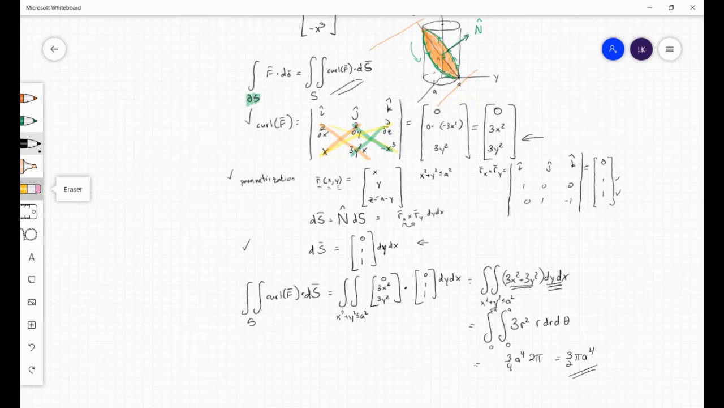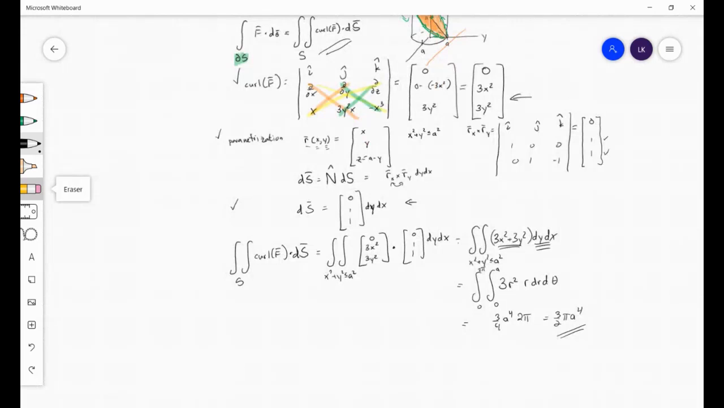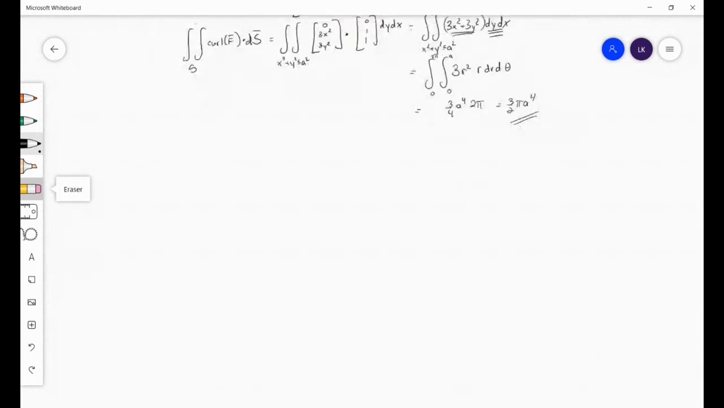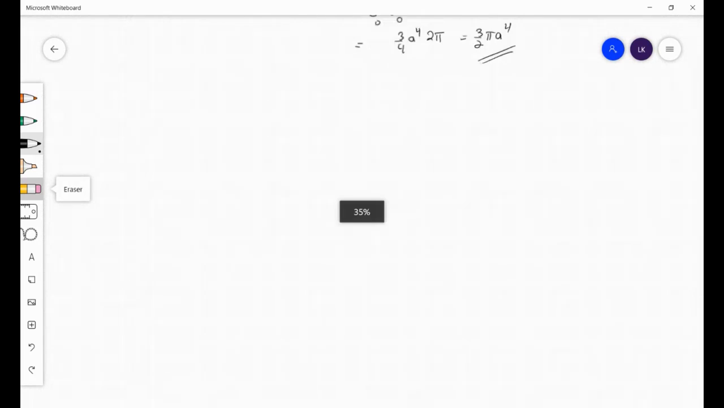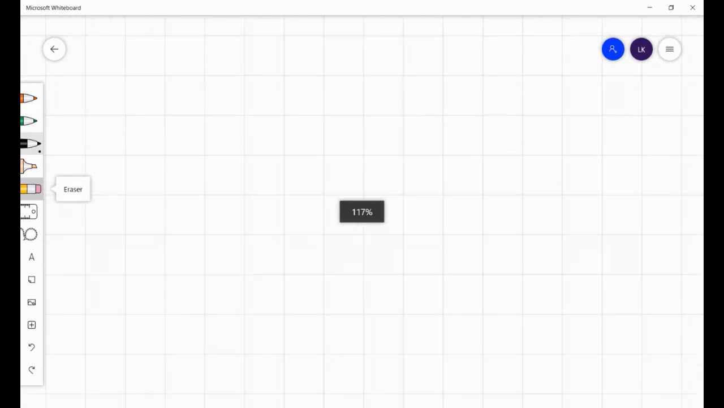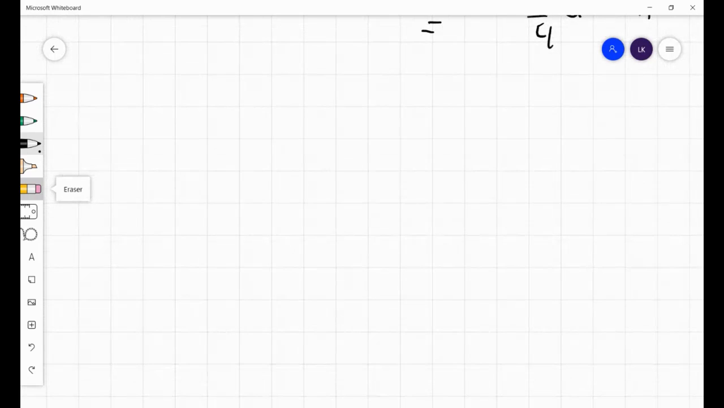All right, so now the next theorem in 3 dimensions is the divergence theorem.